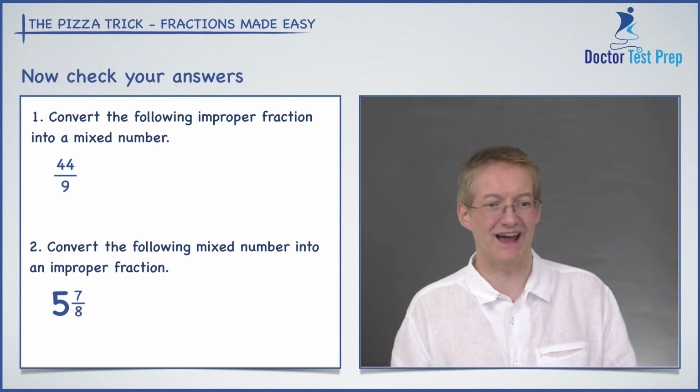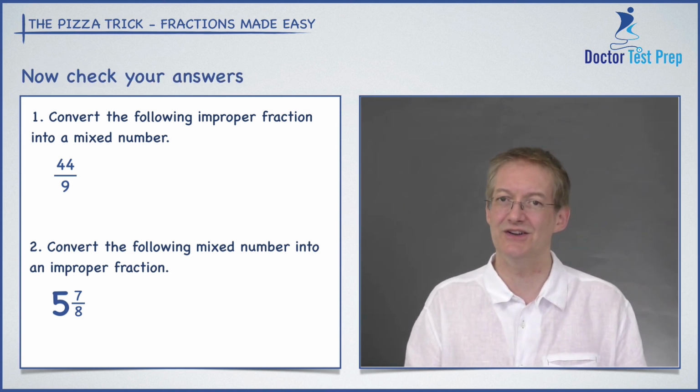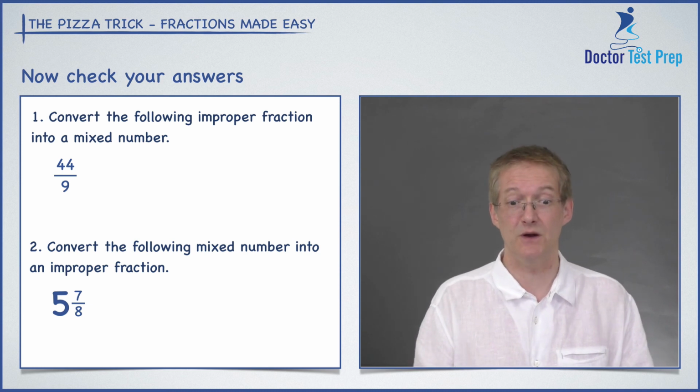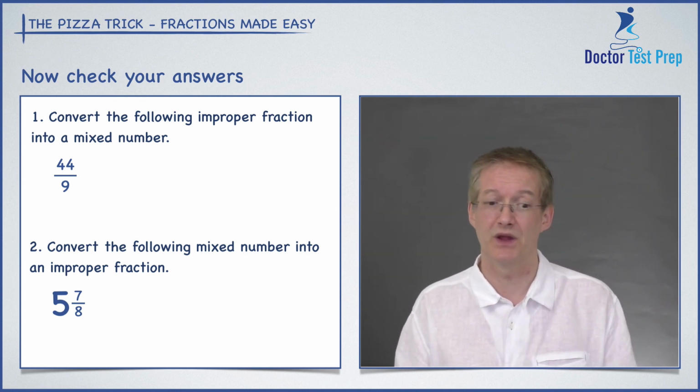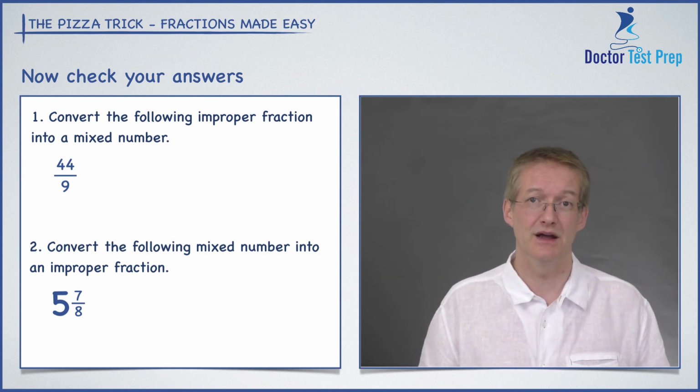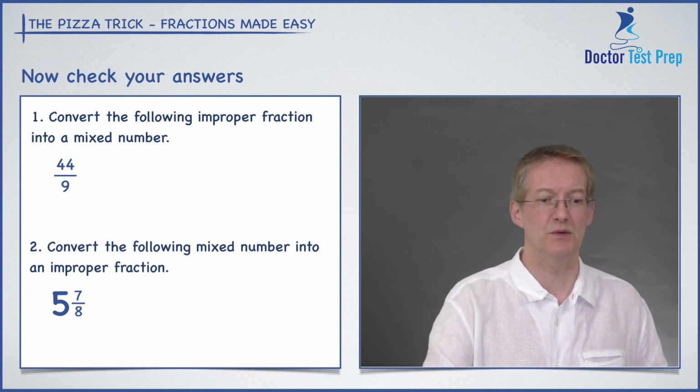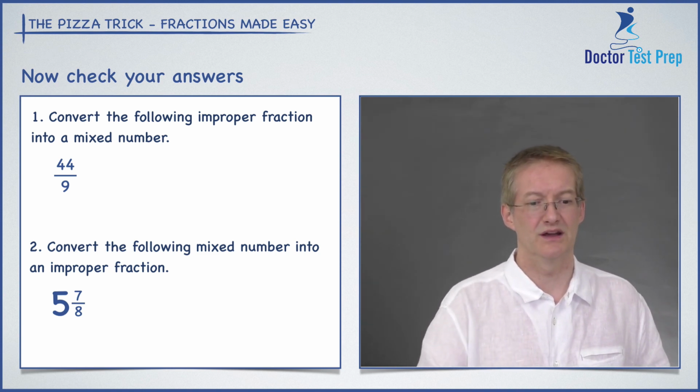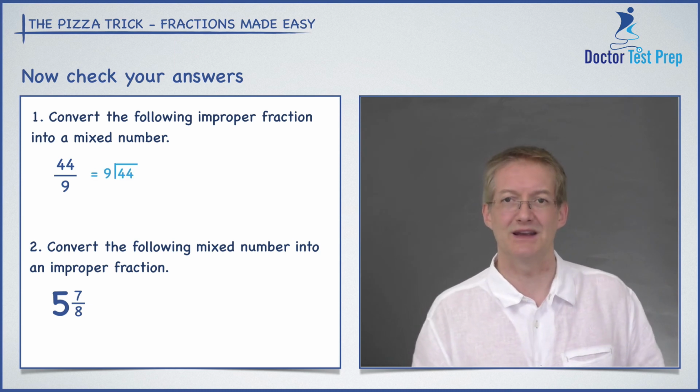Alright, welcome back, and let's see how you did for your answer to number 1. So convert the following improper fraction into a mixed number. We have 44 over 9, and we want to convert that into a mixed number, so what do we do? We divide 44 by 9.